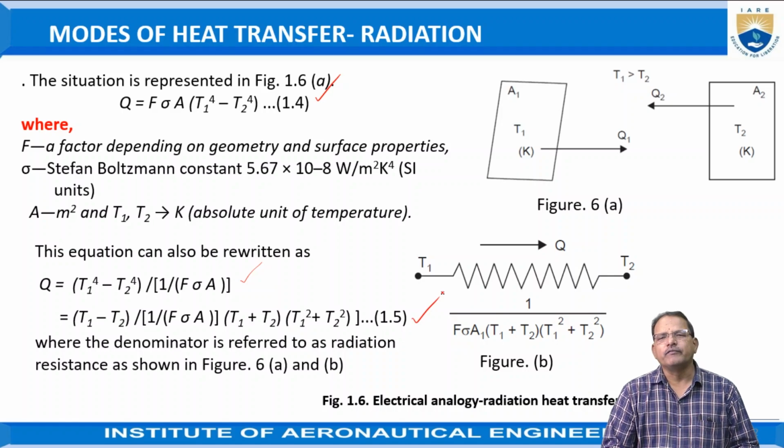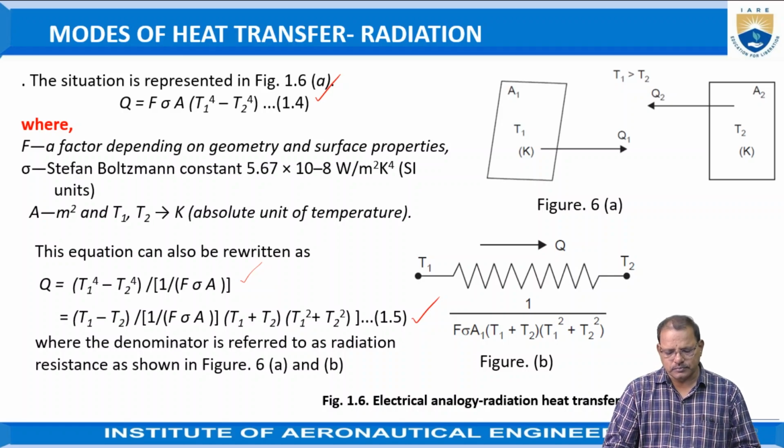Where the denominator is referred to as the radiation resistance, which is analogous to the current flowing from the higher potential to the lower potential. So here T1 is representing the temperature of the higher body, T2 is the temperature of the lower body. The heat energy flows from T1 to T2, and assume Q is the thermal energy that is flowing. Here the thermal resistance is given by 1 by F into sigma into A, T1 plus T2 into T1 square plus T2 square.